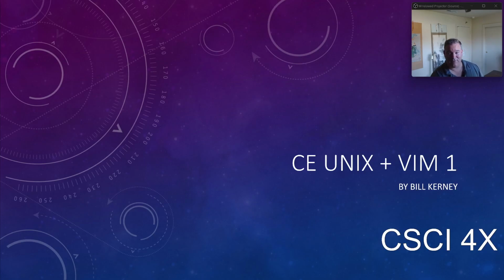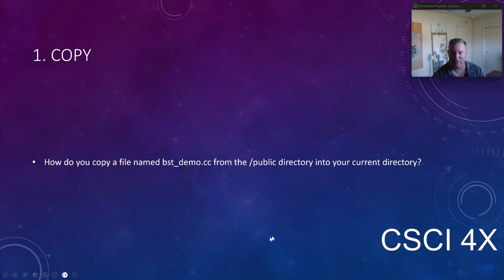Right, here we go. Let's do some quizzing times on Unix and Vim. Question number 1. How do you copy a file named bst_demo.cc from the /public directory into your current directory? Text me your message on Discord now. Your answer.